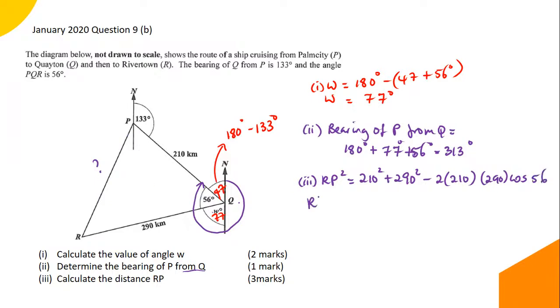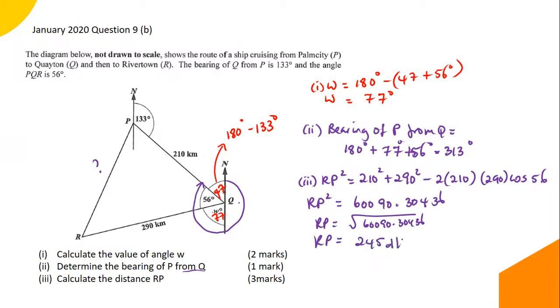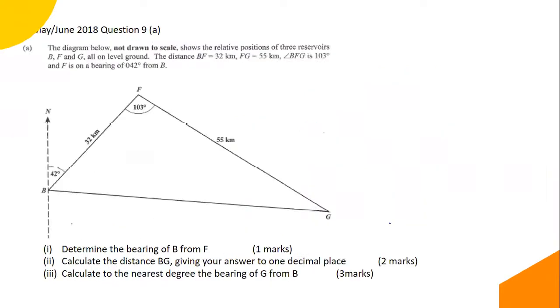You plug all that in your calculator, you're going to get 60090.30436. So RP is simply the square root of all of that, and your calculator will tell you it's 245.1 kilometers. So RP is 245.1 kilometers. Okay, so let's move on.